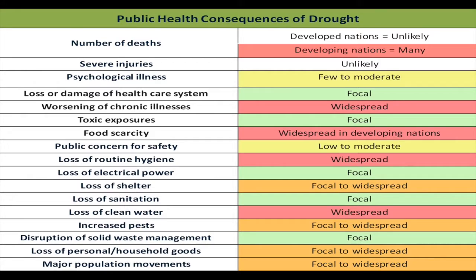So with respect to the public health consequences of droughts, we also see, for example, the number of deaths that are related to drought. These differ according to high resource and low resource nations. In low resource nations, we can appreciate the fact that droughts can cause many, many deaths, as I mentioned to you, for example, in sub-Saharan Africa or the Horn of Africa in particular.